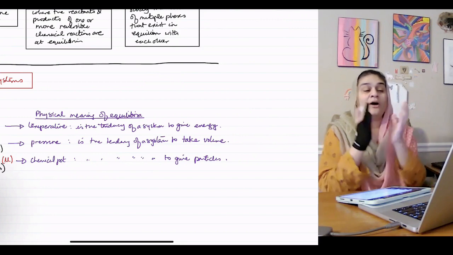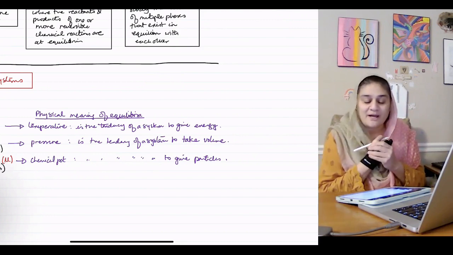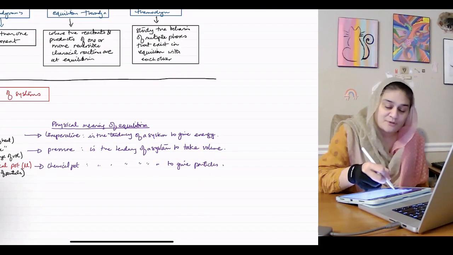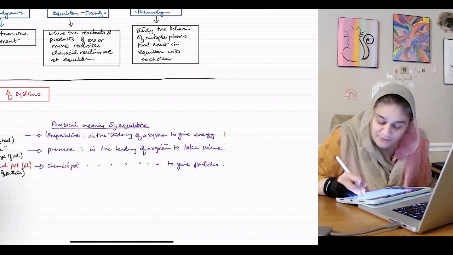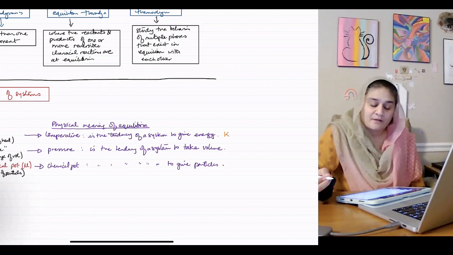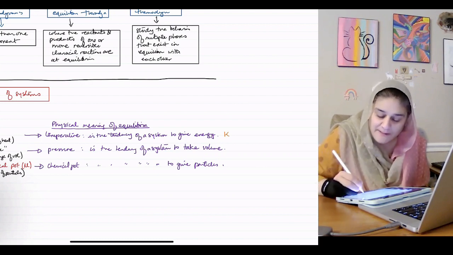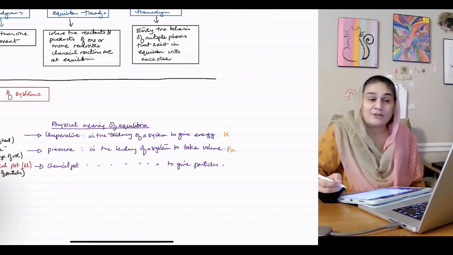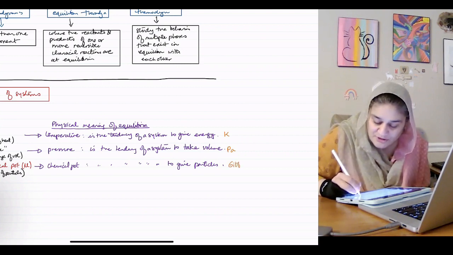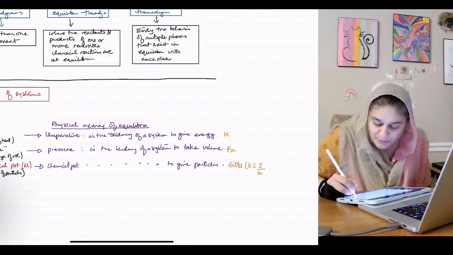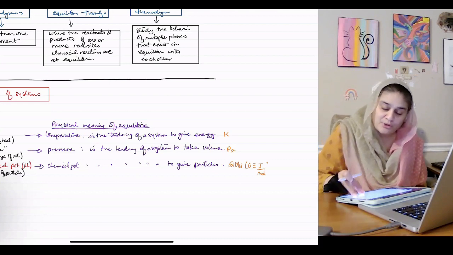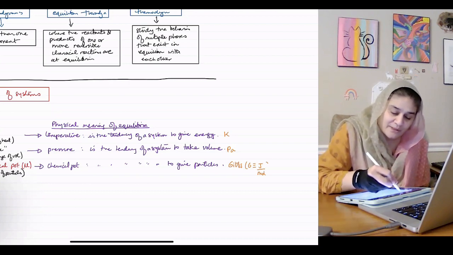Now, as all good physicists, we now have to give units to all of our values. So what are the units for temperature? Temperature, the units are Kelvin. For pressure, the units are Pascal. And for chemical potential, a new unit called Gibbs is introduced. And Gibbs is defined as joules per mole. So very simply, I can put all of these in a table.